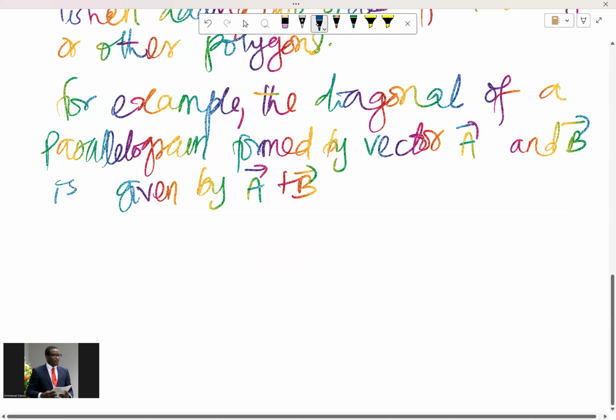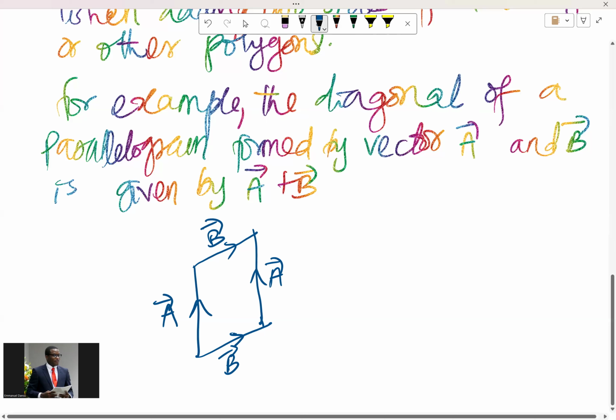A parallelogram simply means it has two pairs of opposite sides parallel. So you have something like this. This is parallel to this, and this is parallel to this also. And the beautiful thing is that the opposite sides are equal. So let's say this is side A, and this is side B. Of course, that means this is also side A, and this is also side B. So the diagonal of this parallelogram can be given as A plus B, like that.